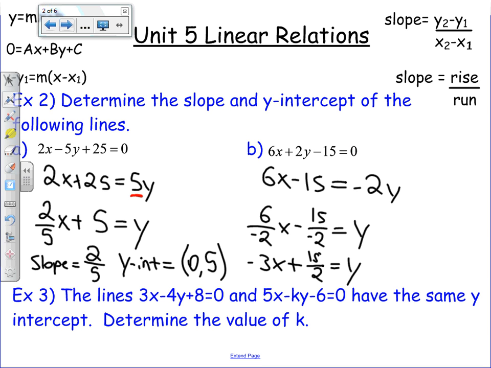Josh, okay. What is our slope, Dawson? Which number gives us the slope? Yeah, the one in front of the x is the slope, -3. And the y-intercept again is (0, 15 divided by 2).